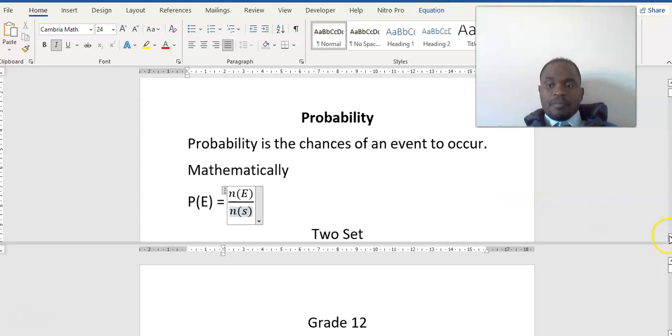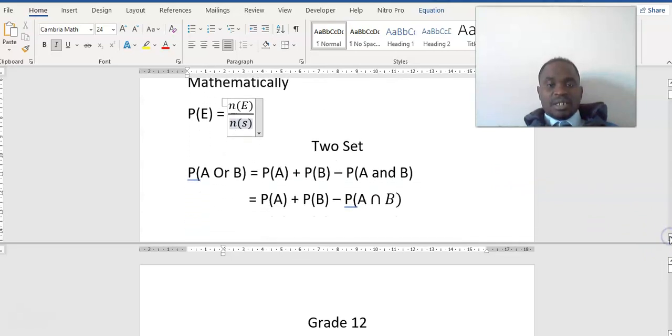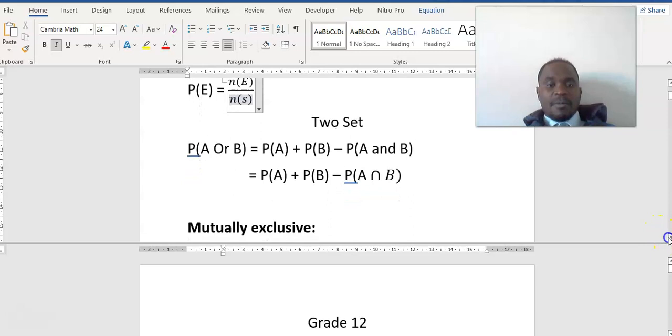So I just want us to quickly look at this set where we have a two set problem. Probability of A or B is the same as probability of A plus probability of B minus probability of A and B. And is the same as intersection. We'll do more examples and you'll see what I'm talking about.